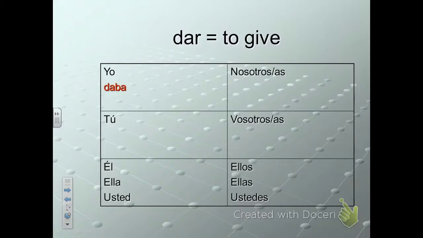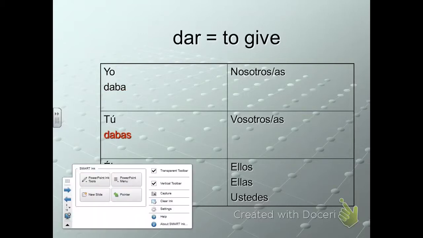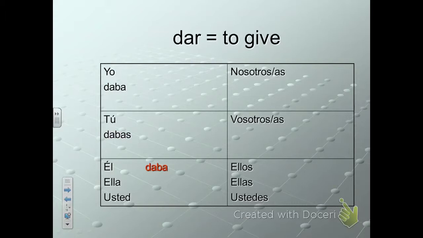If you want to write this down on the side somewhere, that'll work. So what do you think the tú form would be? Dabas, good. Third person singular, daba. Okay, what about nosotros? Dábamos. Because it's got that accent, see? This is very important. The reason for that is so that you pronounce it correctly.